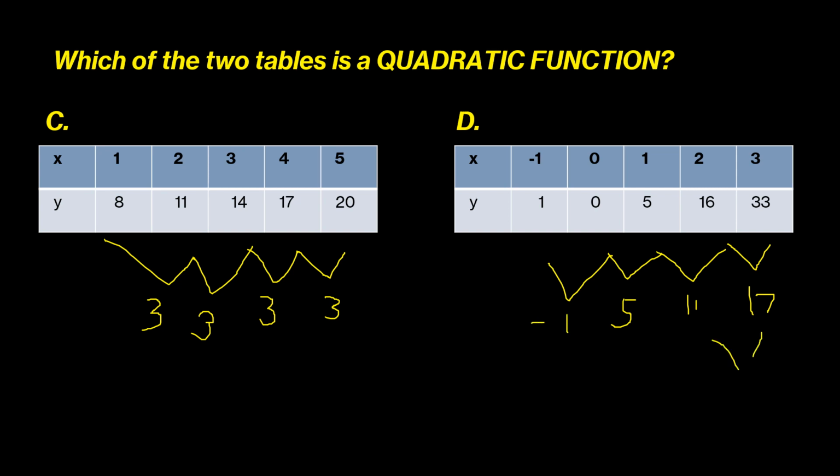Continue the subtraction on the second level. 17 minus 11, that is 6. 11 minus 5, 6. 5 minus negative 1, still 6. So since the second differences are equal, this is a quadratic function.